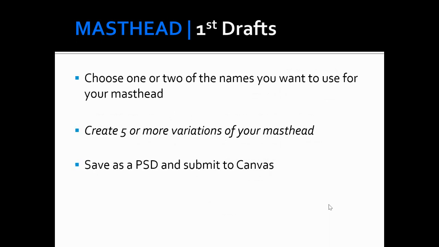So that is what you're going to be creating for today. You're going to choose one or two of the names you created for your magazine, and you're going to experiment. You can do way more than 5. Trust me, it's very fast to create. Just finding different fonts to use and then starting to manipulate the actual text itself can be really fun and interesting.